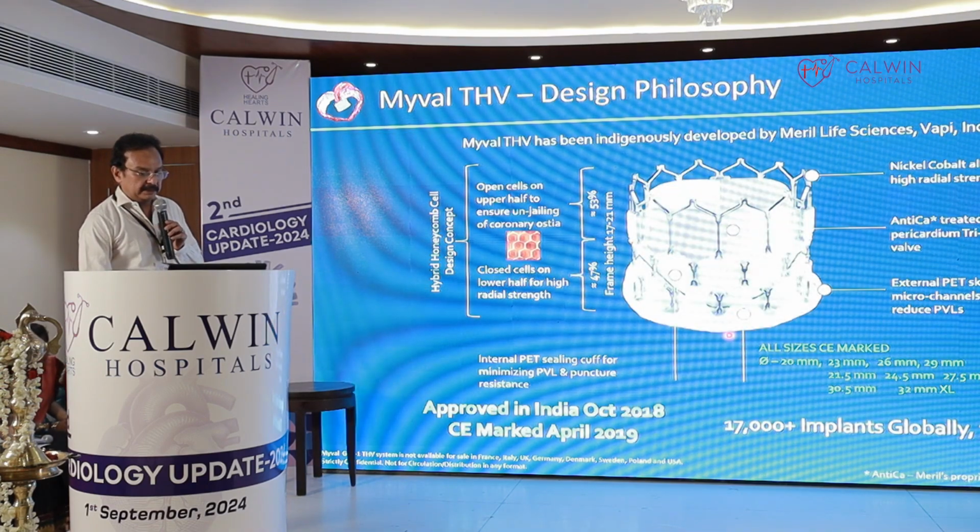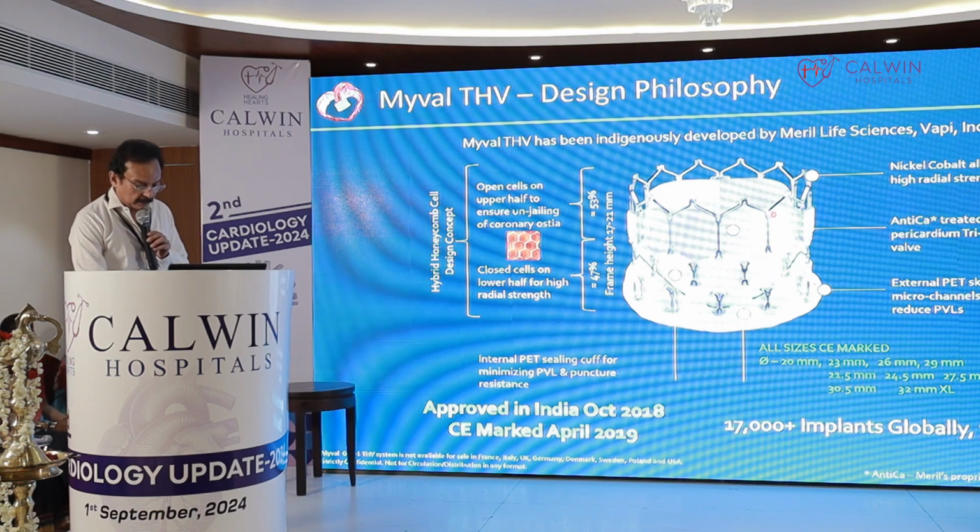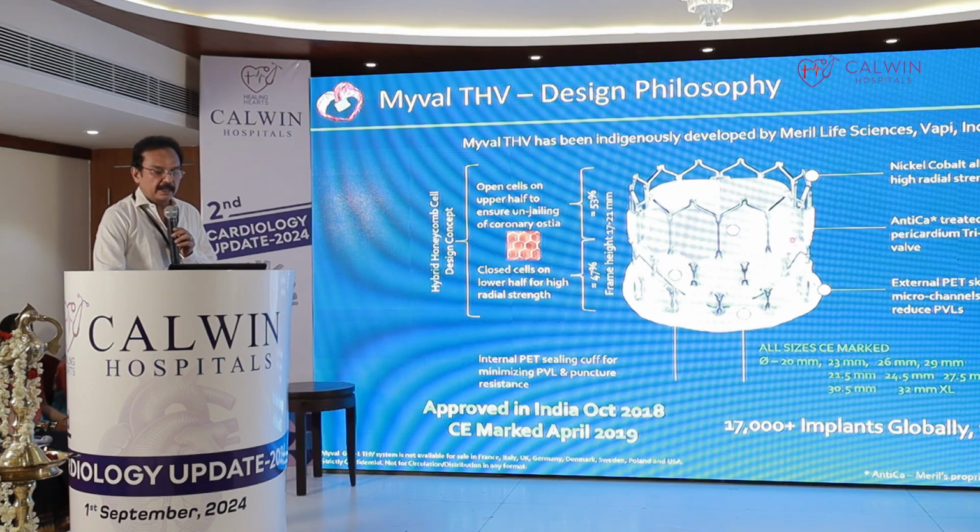So MyValve is the aortic valve that has been designed. Normally in any aortic valve, there should be a valve inside, and this is how it is designed. Here we call it the open cell. This is the aortic end, and here there is a closed cell with a PET skirt which covers it. So this is how that aortic valve looks.